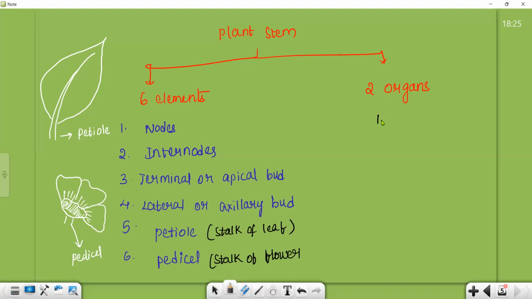Then the two organs include leaves and flowers. So total how many parts, students? In total, 6 elements and 2 organs, total 8 parts.